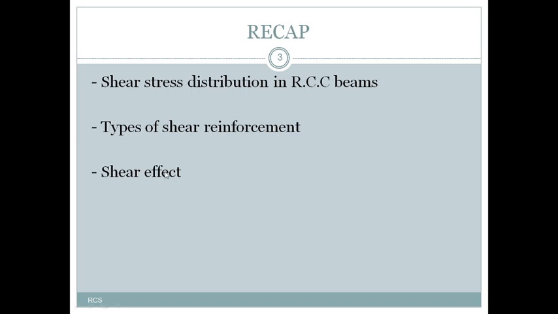And one more element we have chosen is somewhere between the support and the midspan. Here the cracks will appear because of shear as well as bending. At that particular point, we will get shear force and bending moment. So the cracks will appear because of shear and bending moment. That's why the angle of those cracks is between 45 degrees and 90 degrees. So those are the things we have discussed in detail about shear stress distribution, shear reinforcement, types of shear reinforcement, and shear effect in the beam.